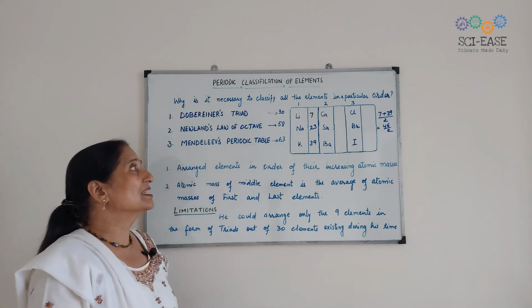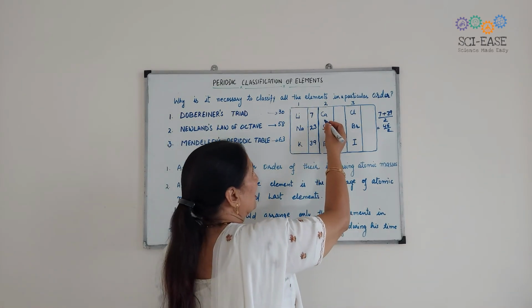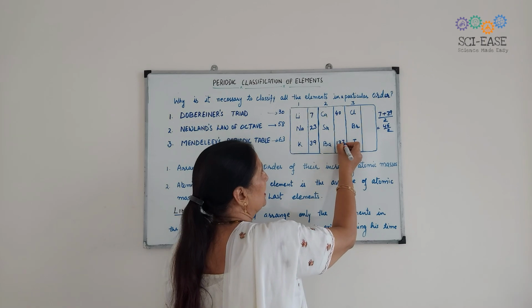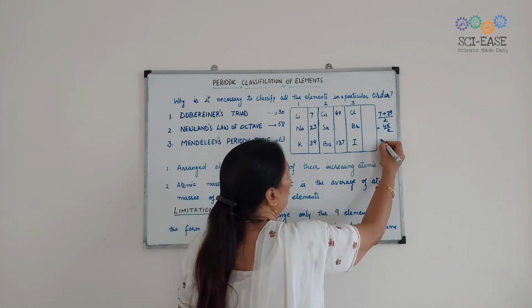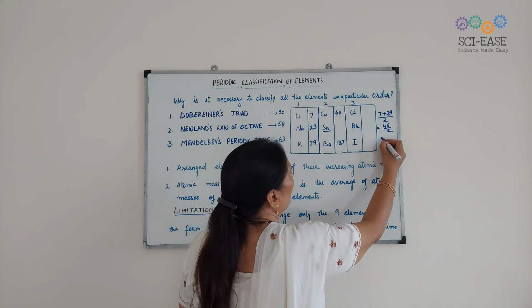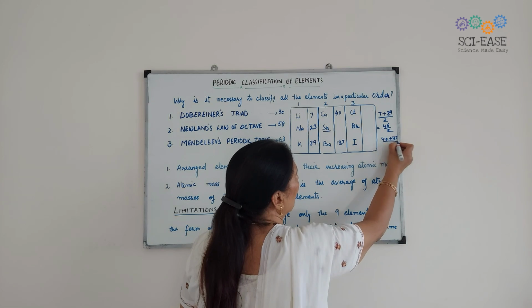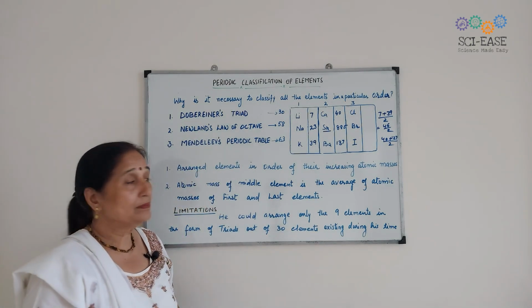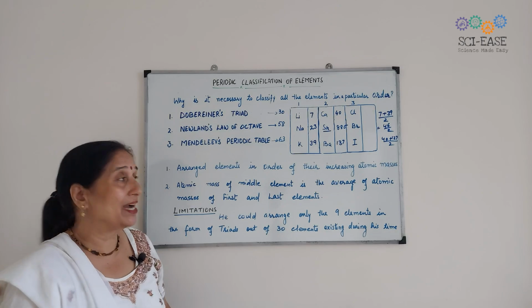Now the next triad is calcium, strontium, barium. The atomic mass of calcium is 40 and barium is 137. So the atomic mass of strontium will be 40 plus 137 by 2, which comes out to be 88.5. Now the next triad is chlorine, bromine, iodine.